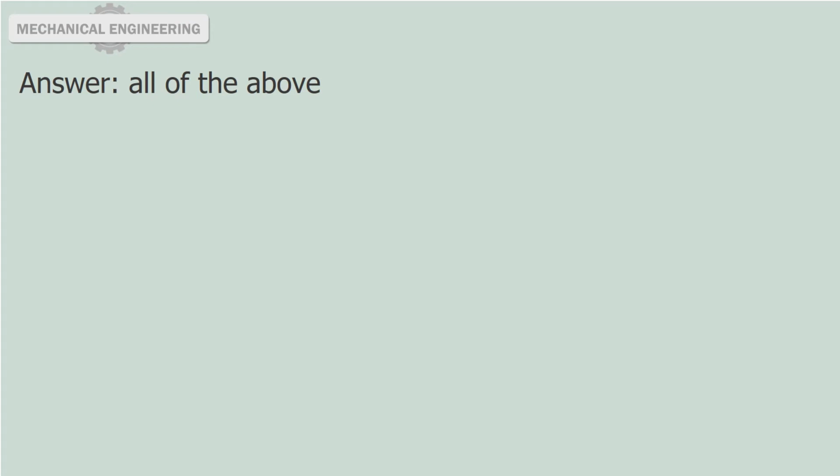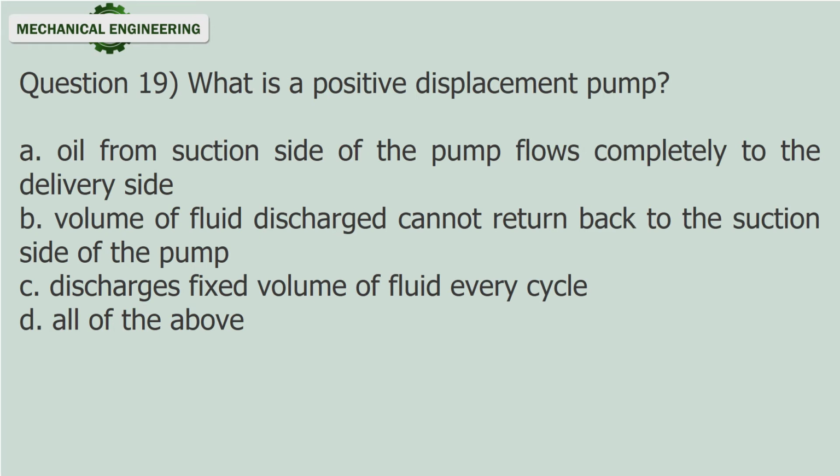Answer: all of the above. Question 19. What is a positive displacement pump? A. Oil from suction side of the pump flows completely to the delivery side. B. Volume of fluid discharged cannot return back to the suction side of the pump. C. Discharges fixed volume of fluid every cycle. D. All of the above.